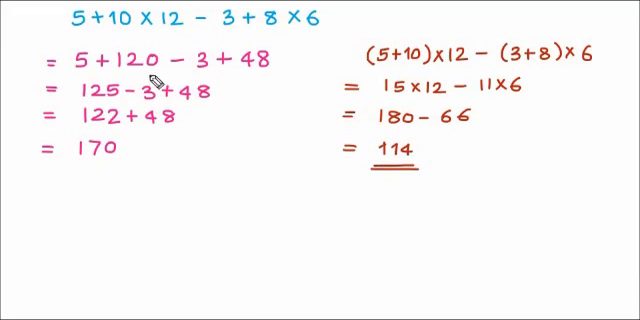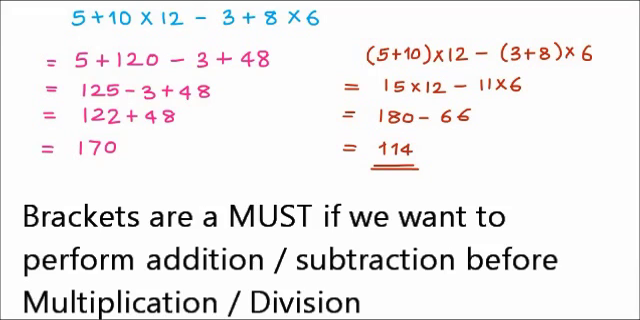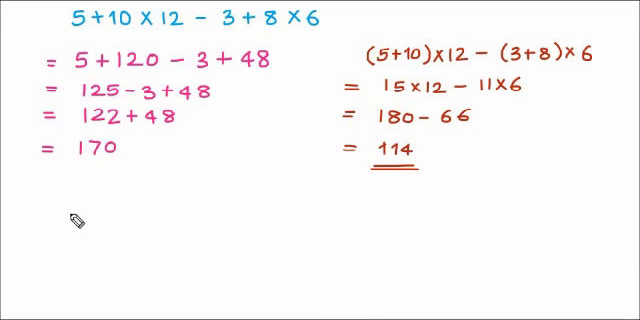So now what was wrong here? We did not put brackets around these. So brackets play an important role when we are doing operations on numbers. And we need to understand where to put the brackets. We cannot miss it. And when do we put brackets? If we want to do addition or subtraction before multiplication or division, then we need to put brackets.